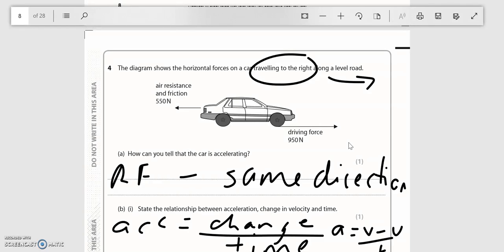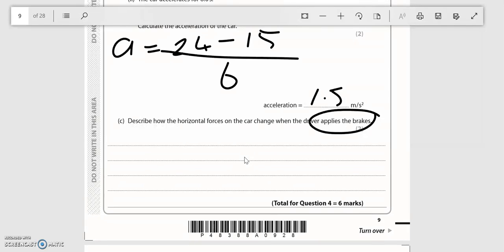A third mark that's available is for then saying your resultant force is in the opposite direction to the way the car is travelling, or the resultant force is now in the opposite direction from the way that it was before. Those are the 3 marks that we would expect you to get, and you only need 2 of them.